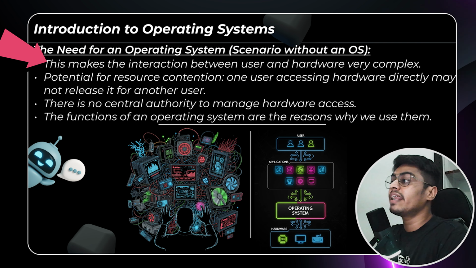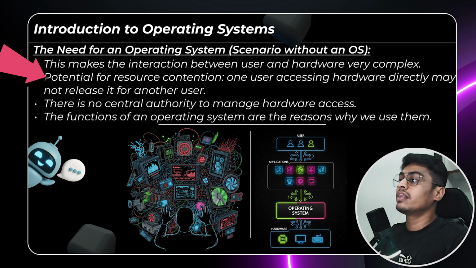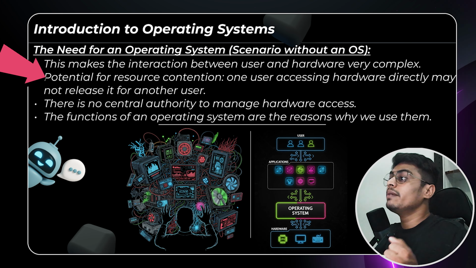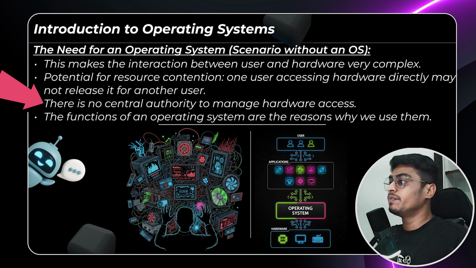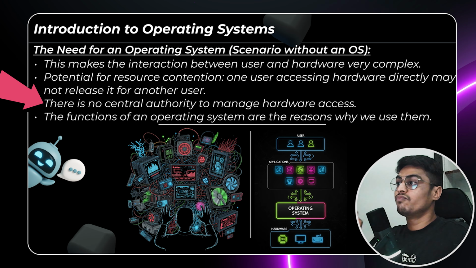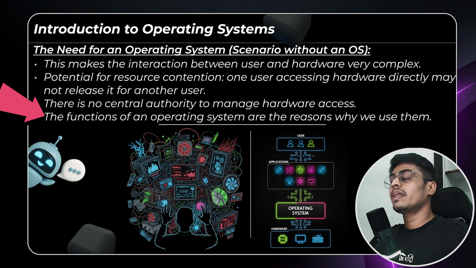For that we have to write individual programs. Because of that, the interaction between user and hardware becomes very complex. There could be another scenario also. One user is accessing hardware, and if another user wants to access that hardware, the first user is not releasing it. Why? Because they are accessing the hardware directly, meaning there is no authority in between who can take back the hardware from them. So there are many reasons why we need an operating system that works as an interface between user and hardware.